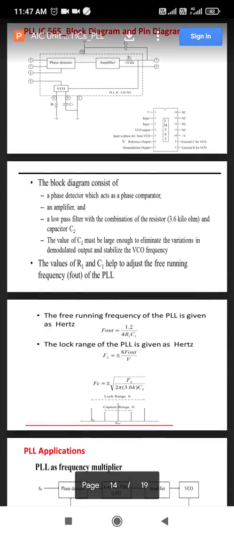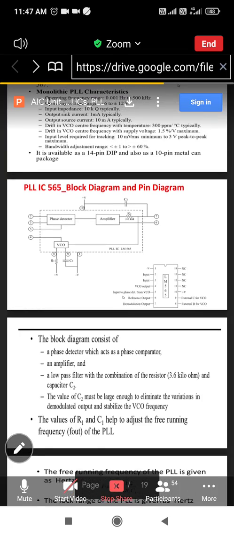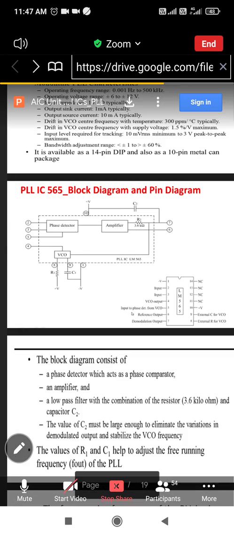Now we can start to discuss the block diagram. Here you are observing the block diagram.